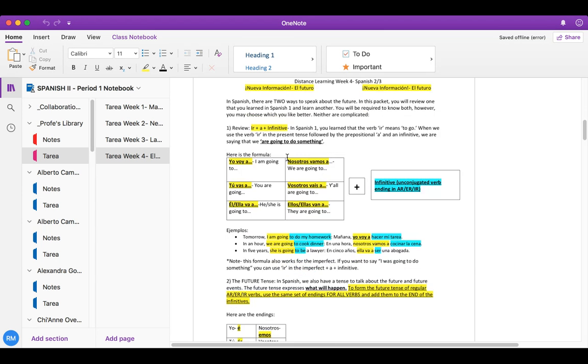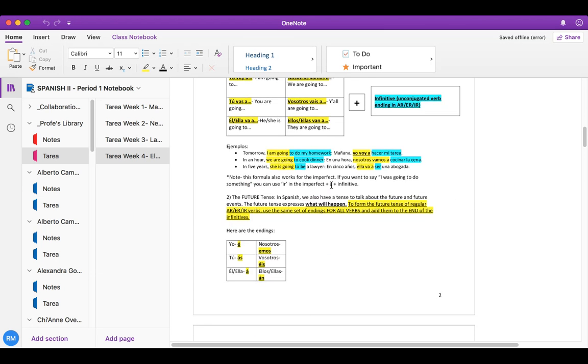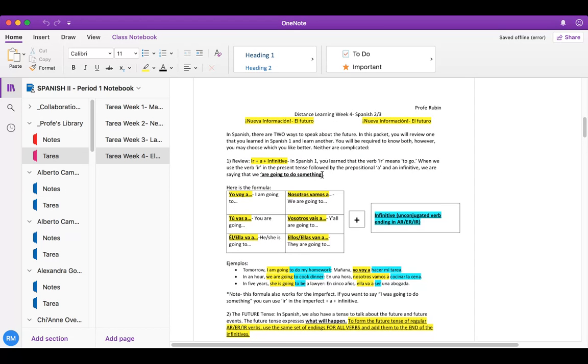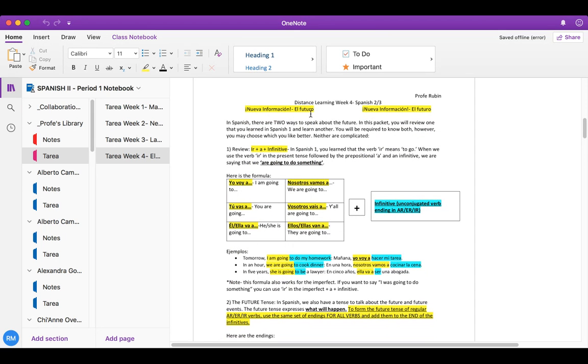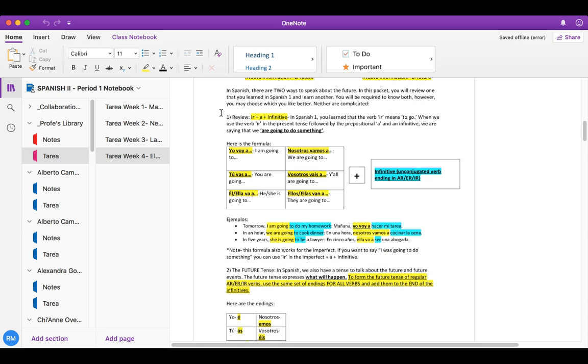So I am here, this is my little letter to you all. I am here on the first page of notes, which is página 2. And it says, Nueva información el futuro. Okay, so in Spanish, there are 2 ways to speak about the future. In this packet, you will review one that you learned in Spanish 1 and learn another. You will be required to know both, though, so even though you can choose which one you like, you have to know both. Neither are complicated, so this video should not be very long.